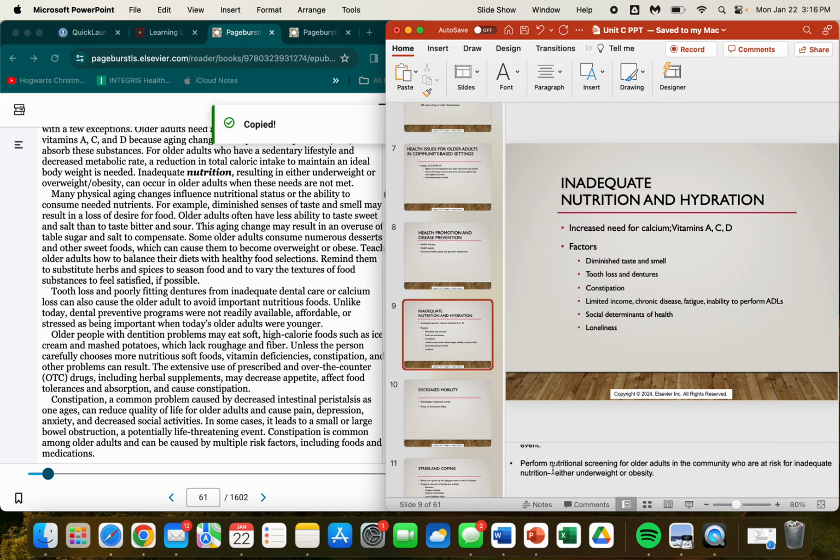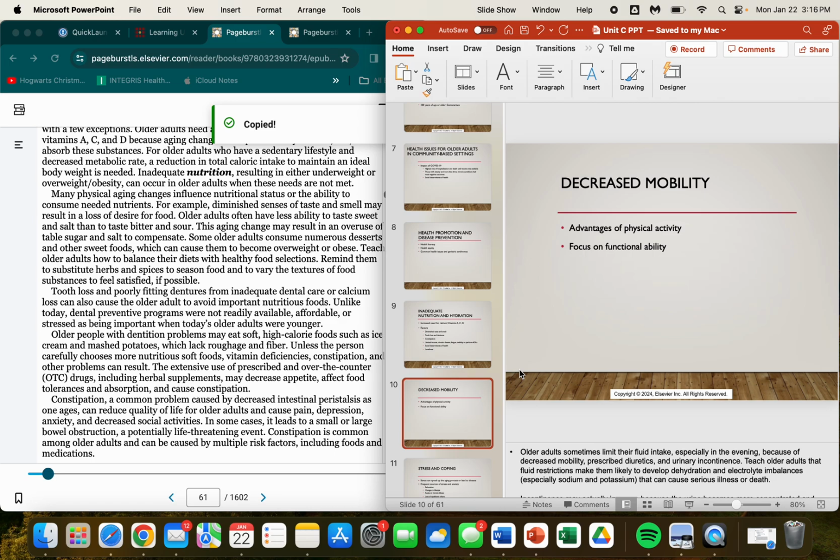So it's important on older adult patients to do a nutritional screening in adults who come in inpatient or who are in the community for inadequate nutrition, and screen them for either being underweight or obese, or if they have some other issue related to these things, and then look at what interventions we can do or what resources we can refer these patients to.